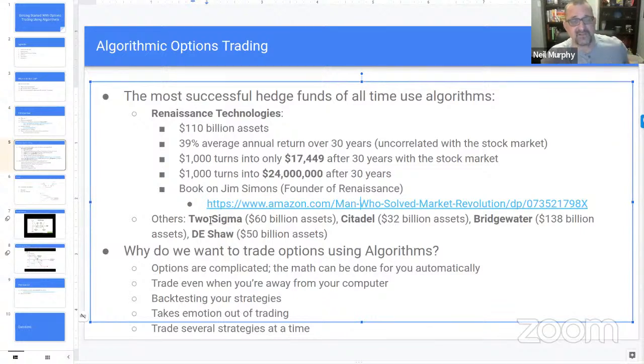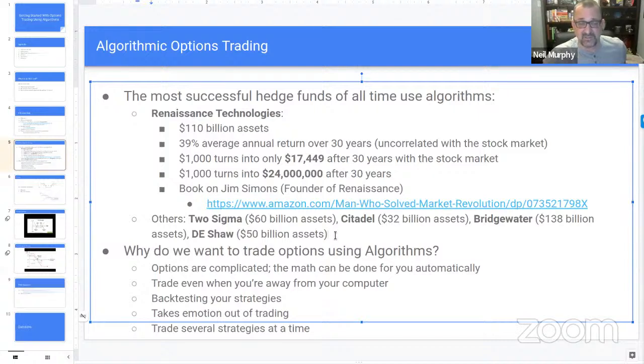Here are a few other companies that have done very well over the years doing systematic trading as well. I'm sure you've heard of Bridgewater, a $138 billion company, Two Sigma, a $60 billion company, Citadel and D.E. Shaw. These are all quantitative trading firms that make their money by implementing algorithms that have been tested, that are systematic, that trade the same way all the time, every day, that can evolve over time, of course, but they take the emotion out of the trading and they make it automatic.